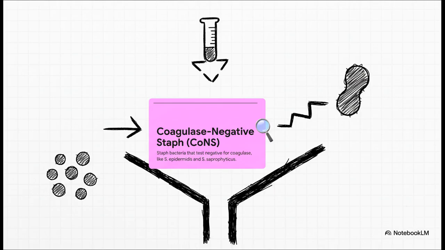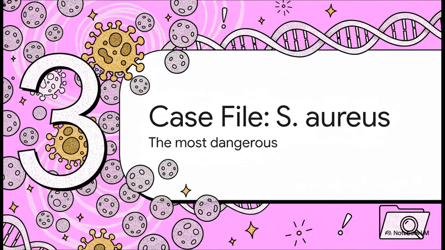You see, that coagulase test basically splits the family right in two. Any suspect that tests negative gets lumped into this big category called coagulase negative staphylococci, or CONS for short. This test is the main fork in the road of our entire investigation. It separates the most dangerous member of the gang from all the others. So, now that the coagulase test has helped us isolate our prime suspect, let's do it. Let's open the case file on Staphylococcus aureus and see what makes this microbe public enemy number 1.